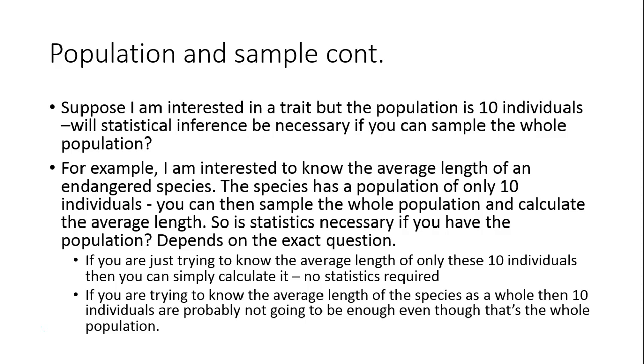But suppose I'm interested in a trait where the population is only 10 people. Or let's suppose everybody dies, but only 10 people are left on Earth, or something like this. Will statistical inference be necessary if you can sample the whole population? For example, I'm interested to know the average length of an endangered species, a species that might have only 10 individuals left. And I want to know their length, how long they are. You can then sample the whole population and calculate the average length. So is statistics necessary if you have the whole population? Everybody died almost, except 10 people are left. I want to know their height, maybe. So I can just get everybody's height.